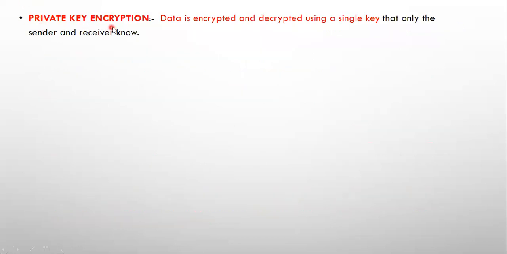Now we're looking at private key encryption. Private key encryption only has one key. Data is encrypted and decrypted using a single key that only the sender and receiver know. So sender and receiver share one key, and that's the only key used to encrypt and decrypt the data. Whereas public key has both keys, public and private.